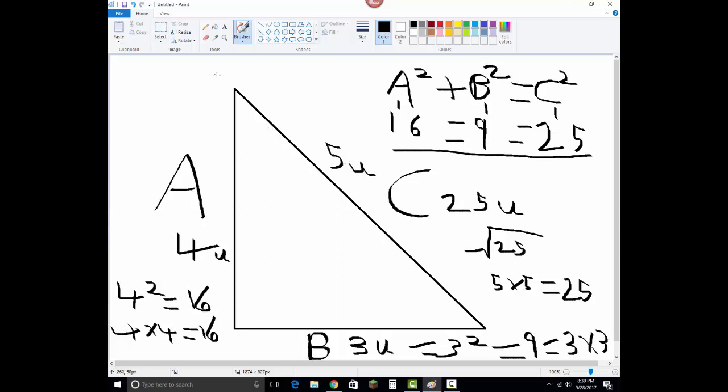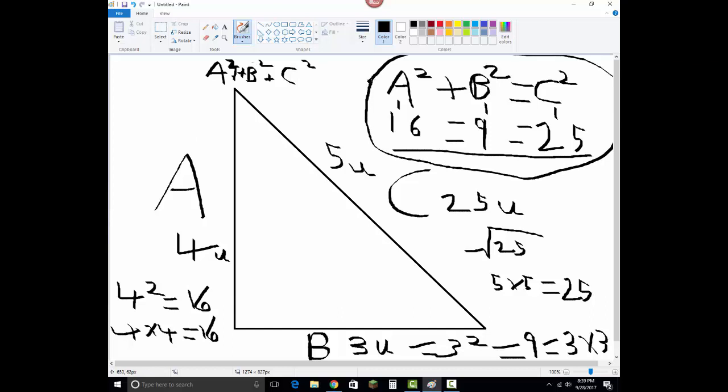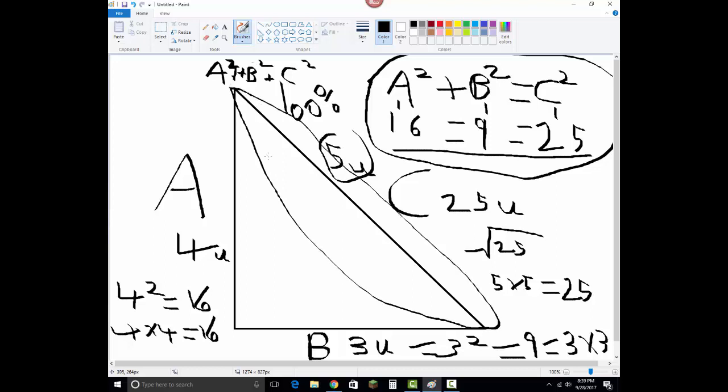So now we know that A, B, and C will add up together as so. A squared plus B squared equals C squared. Right here, this is the formula we use, and every single time, 100%, we'll always get the answer to this length, or this hypotenuse. So now we know it's 5 units long.